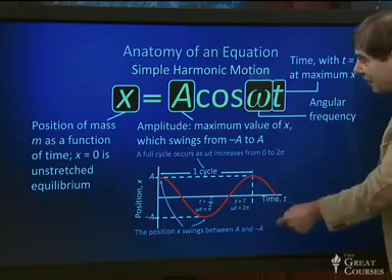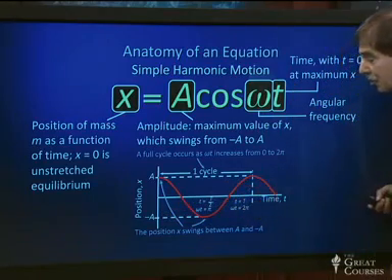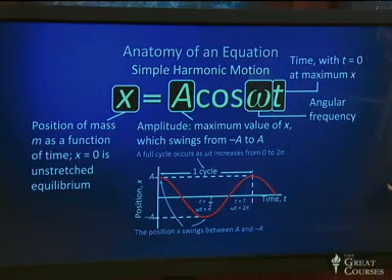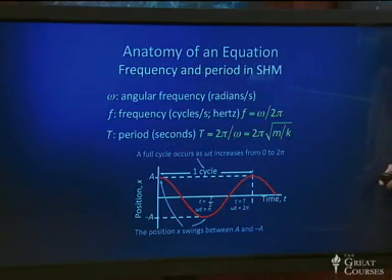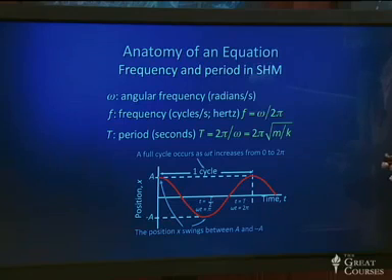The quantity omega t, the argument of the cosine function, has gone from 0 at the beginning to 2 pi at the end. The position swings between a and minus a as the motion progresses, and then it simply repeats. This angular frequency is not something familiar to you. It has units of radians per second, or just seconds to the minus 1.